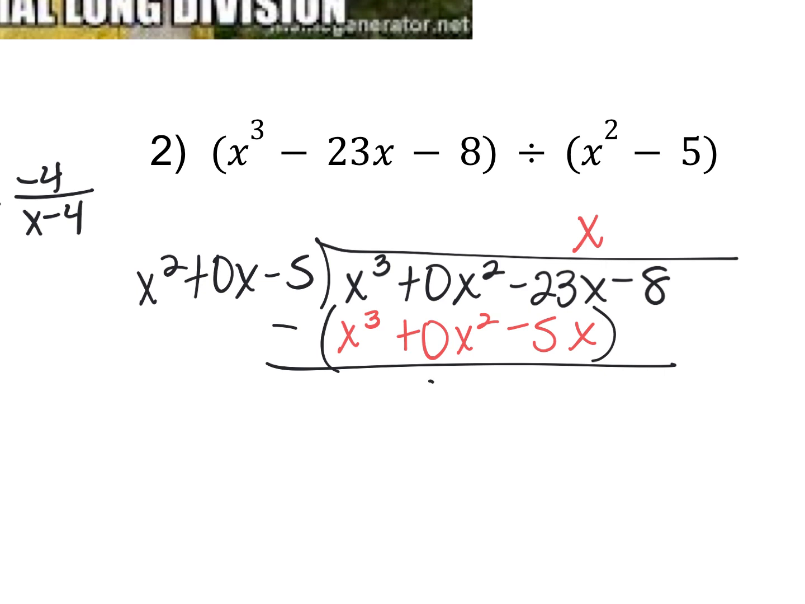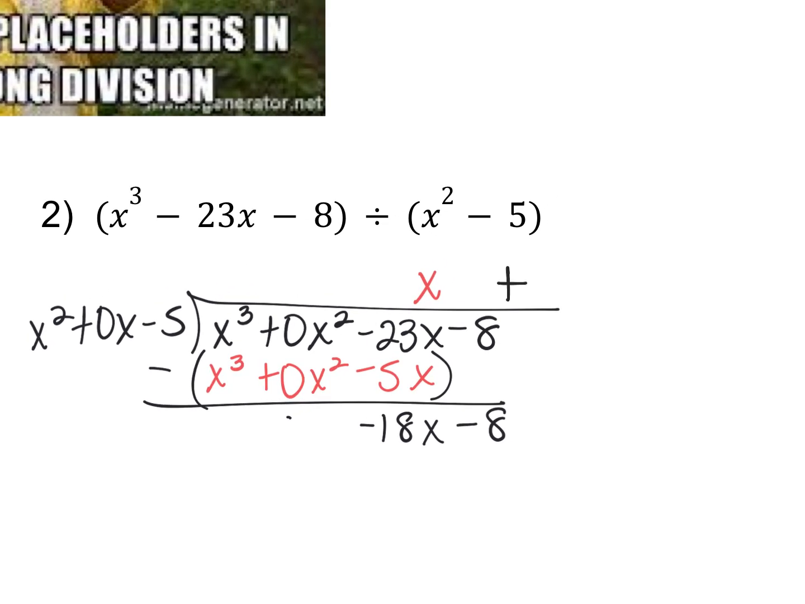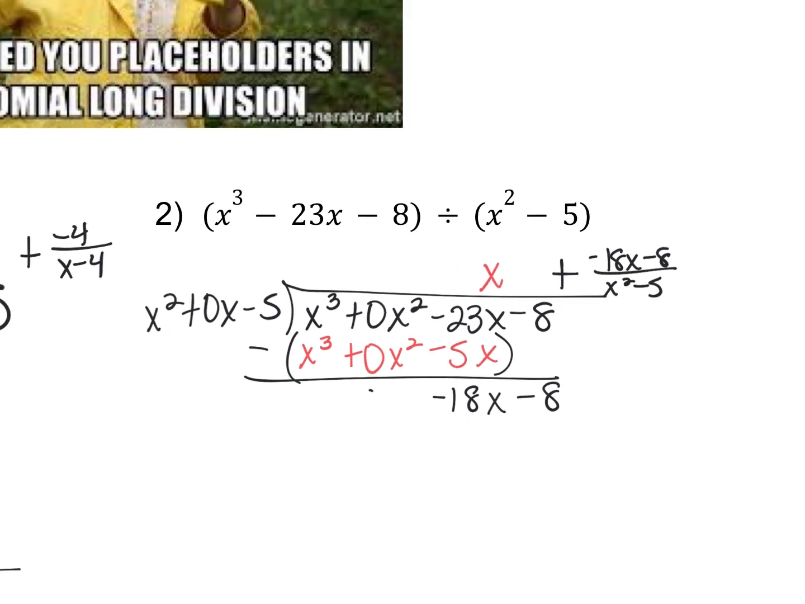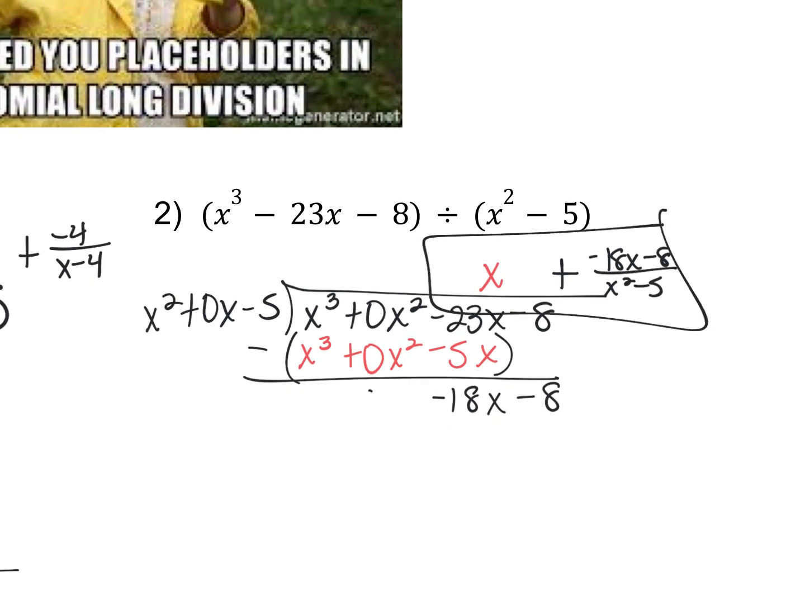So that's 0x squared, right? Which is just 0, so we don't need to write that. And that would give you negative 18x minus 8. How many times does x squared go into negative 18x? It's not going to. So that's actually your remainder. We're already done. So it's going to be plus negative 18x minus 8 over our divisor, so x squared minus 5. That would be your answer.